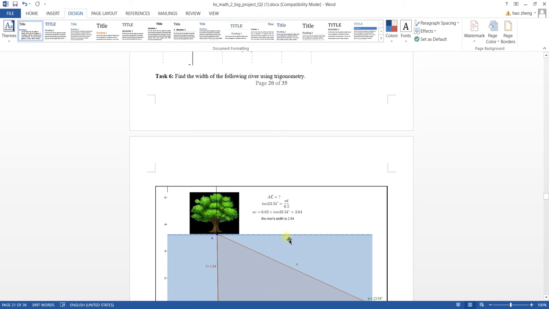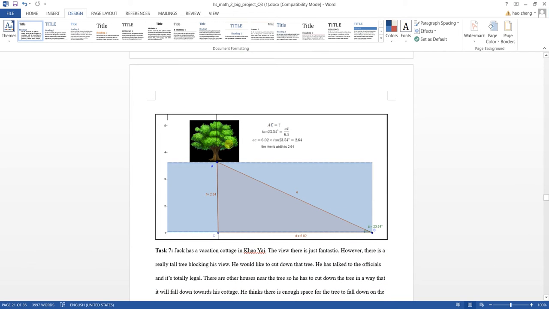And the next task is we find the width of the river. So we draw a triangle first, and we have two sides. We have one side opposite, the adjacent side, and theta. What we do is we use tan and put it into this formula, and what we get is 2.64. So that's the length of this side, and that's the width of the river.